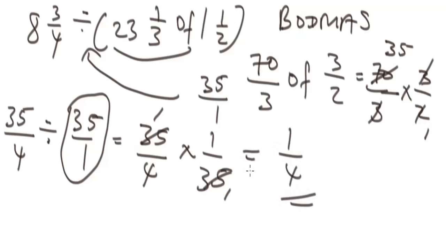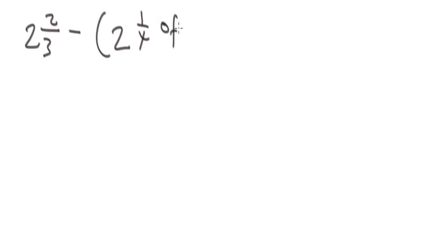And let's solve another problem. Let's write this. I want you to understand this BODMAS very well. So we are given 2 over 3 minus, in brackets, 2 number 1 over 4 of 4 over 5. And we have to simplify this fraction. We are going to apply BODMAS.